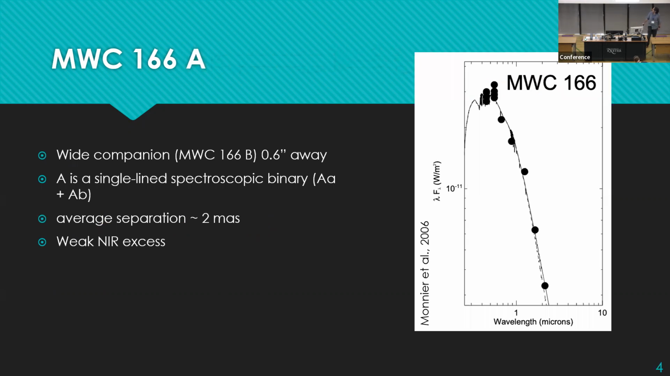Okay, so here's a little SED for it from about 15 years ago now, but it's not going to have changed very much in the time. And we can see that for such a young object, it actually has an almost negligible near-infrared excess. So that adds a bit to the confusion about this star. We know it has a wide companion, MWC166B, about half an arcsecond away. But MWC166A itself is a single-line spectroscopic binary with a rough separation of about 2 milliarcseconds-ish.